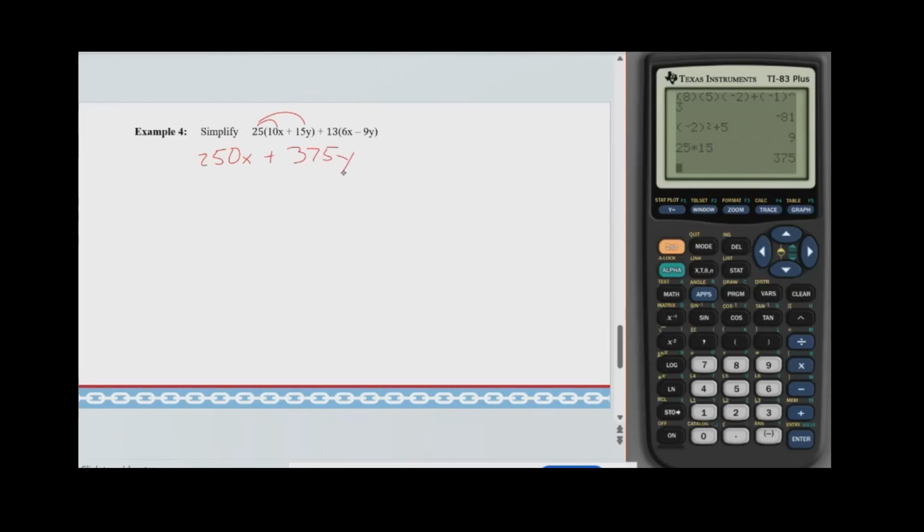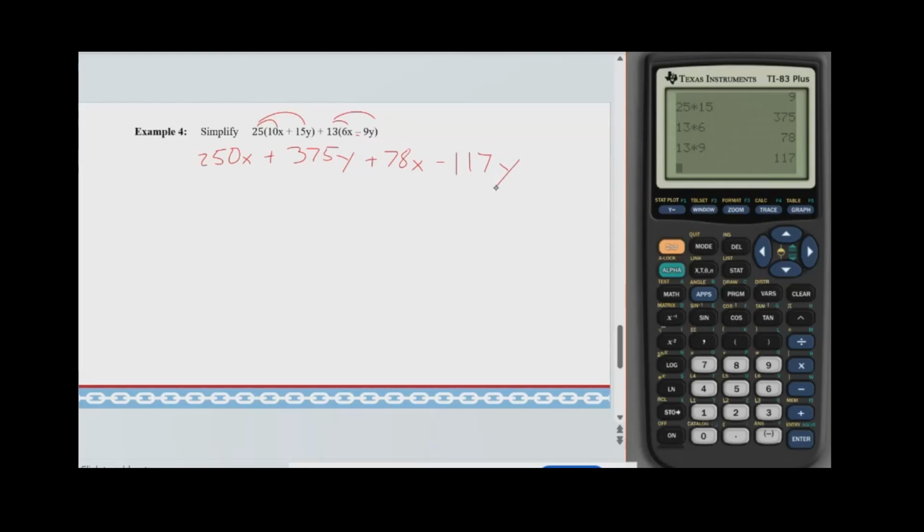375y. And now I'm going to distribute this 13 to both of these terms here. 13 times 6 gives me plus 78x, sorry, right? 13 times 6x is plus 78x. And then 13 times 9 is 117. Now it's a negative 9. It's a subtraction, right? So I'm still going to carry over that subtraction, minus 117y.